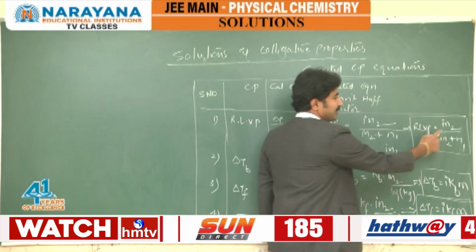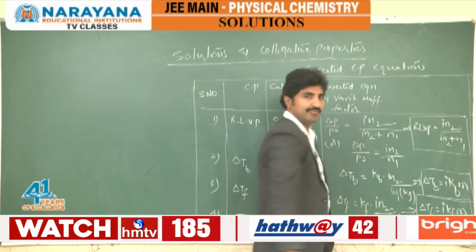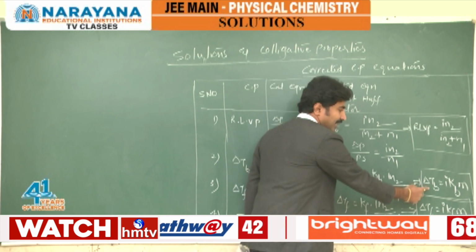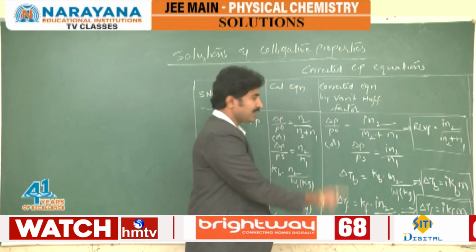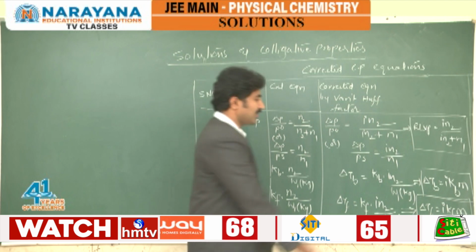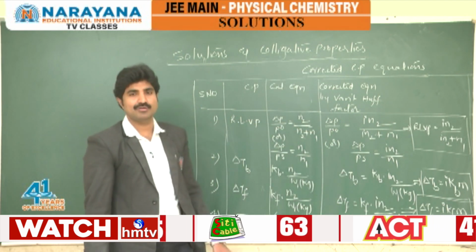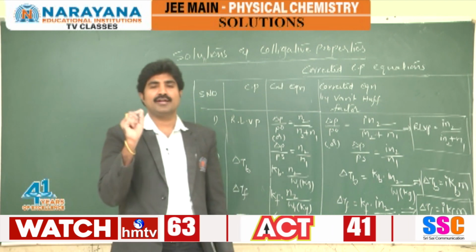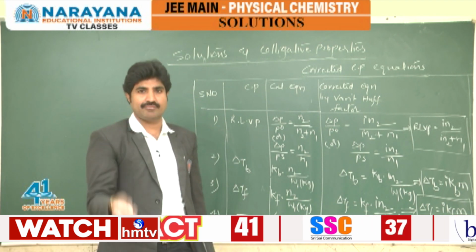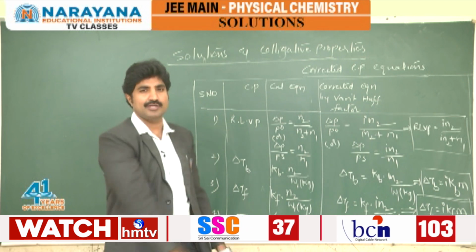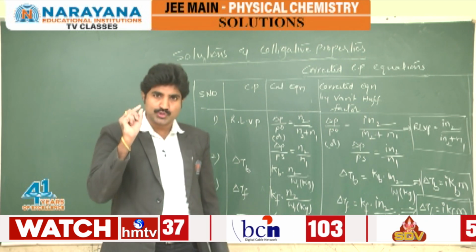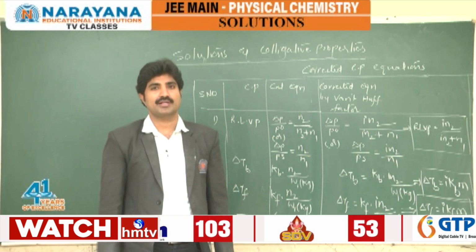The final RLVP is equal to i n2 by i n2 plus n1, and the final elevation in boiling point is equal to i Kb m, and the final depression in freezing point is i Kf m, and osmotic pressure pi is equal to i CST. With the Van 't Hoff factor, whatever the equations there, those are the corrected colligative property equations. Those only must be used in the numericals.